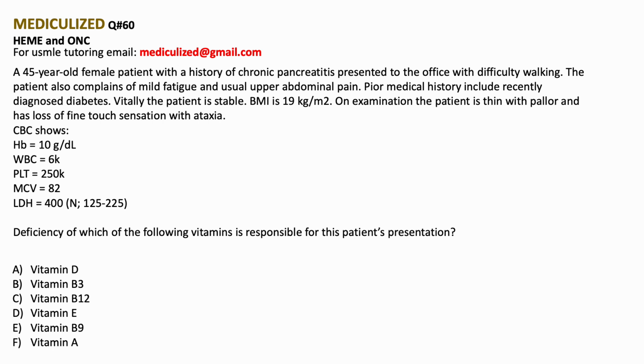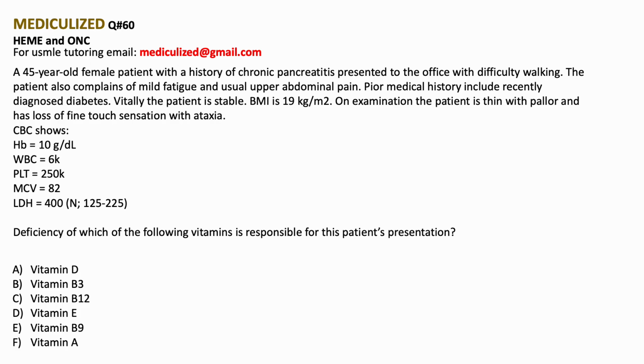Now, the pallor can be explained by the CBC. So the CBC shows Hb, which is low; for females it should be at least 12. So here it's 10, which means that can explain the fatigue, that can explain the pallor in this patient. We have to know which type of anemia it is.